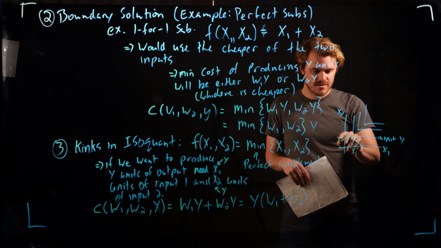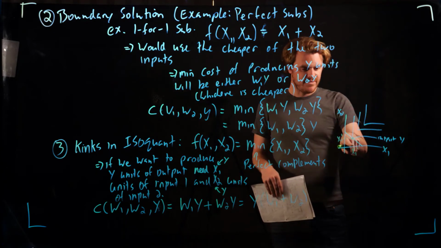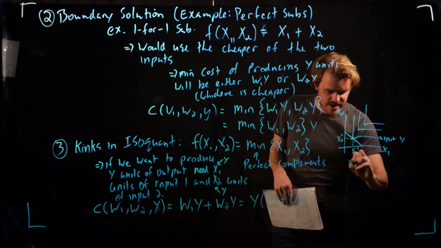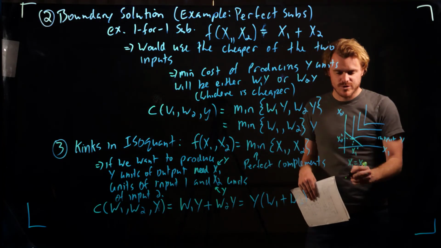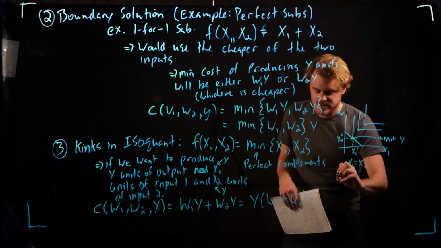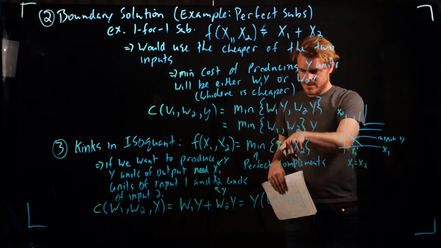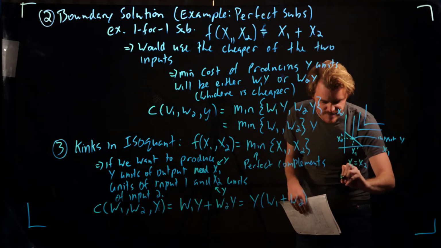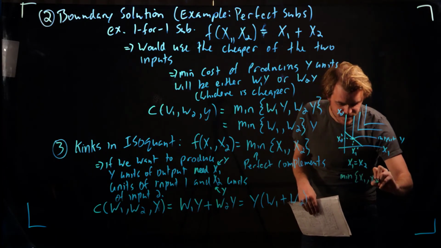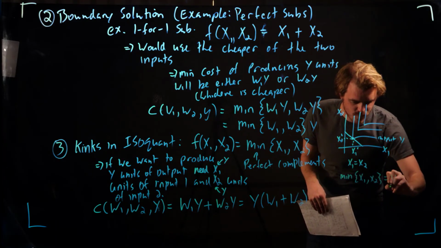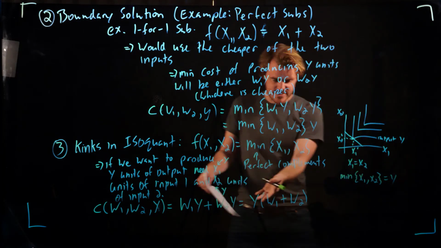Well, here we know at this solution that x1 equals x2. Then we also know how much we're producing, right? We need to produce y units, so that means min(x1, x2) equals y, and this is how we get the solution.